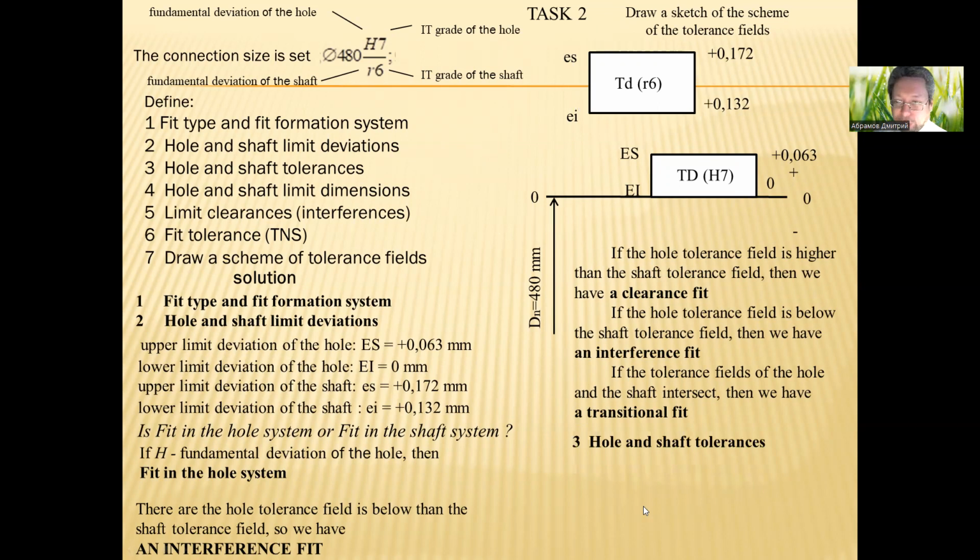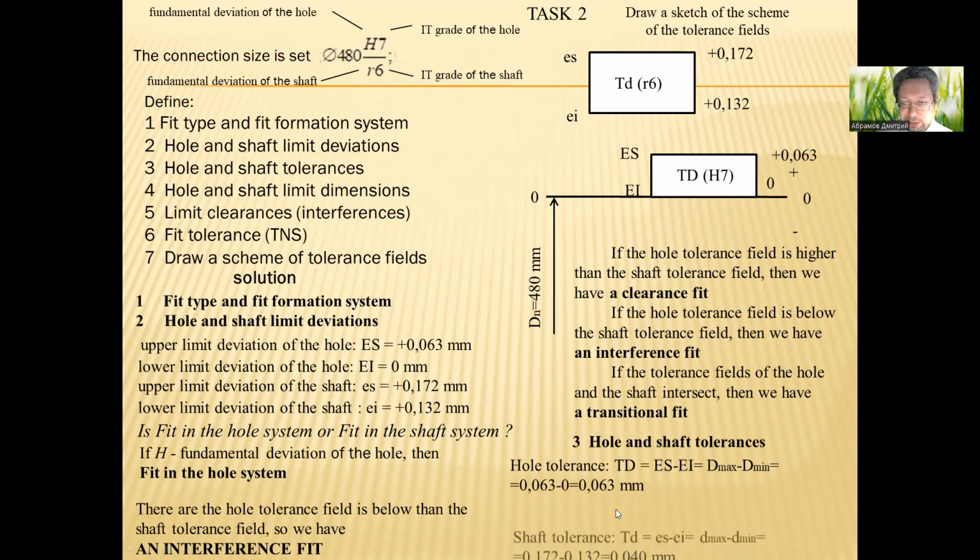Hole and shaft tolerances. Hole tolerance is equal to upper limit deviation of the hole minus lower limit deviation of the hole. And we have 0.063 minus 0, we have 0.063 millimeters. Shaft tolerance is equal to upper limit deviation of the shaft minus lower limit deviation of the shaft. And we have 0.172 minus 0.132, and it's equal 0.040 millimeters.